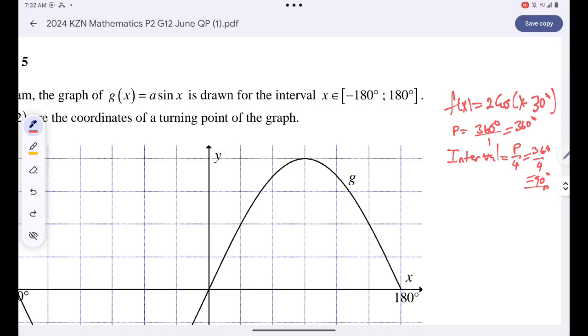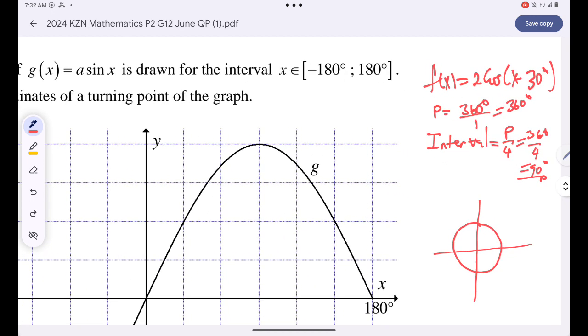And then now let's draw our unit circle. The unit circle, guys, just tells us which is the y-intercept and which one is the turning point. It's called a unit circle because the distance from the center to the circumference is 1 unit. So the coordinates are 1 and 0, 0 and 1, negative 1 and 0, 0 and negative 1.